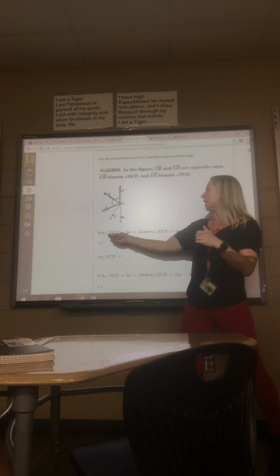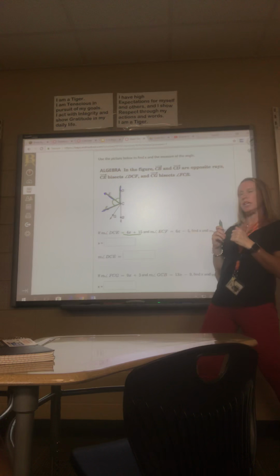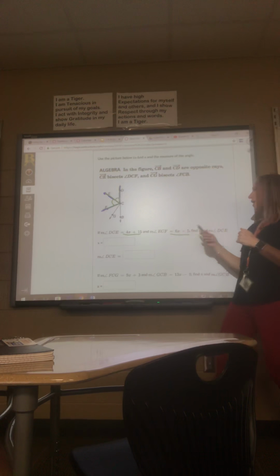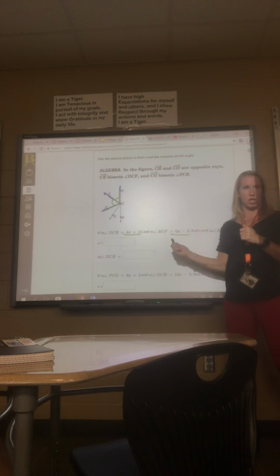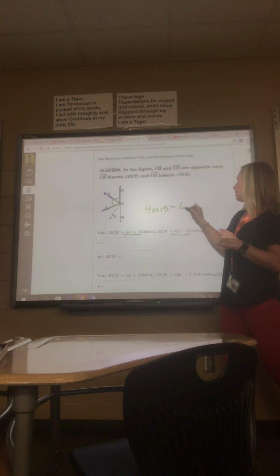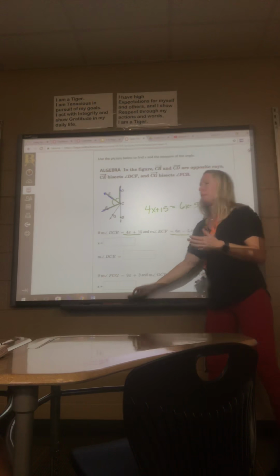So down here, when it gives you angle DCE is 4x plus 15, and ECF is 6x minus 5, they equal each other. So you would put 4x plus 15 equals 6x minus 5. Scrap paper page.